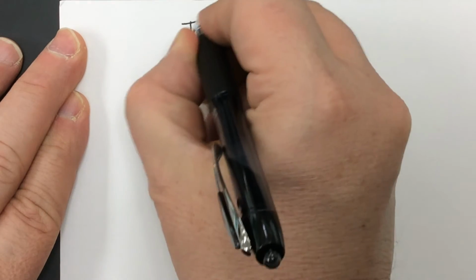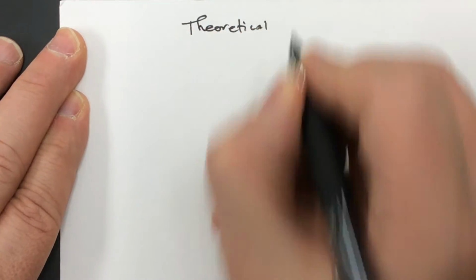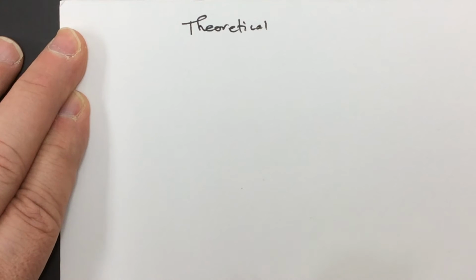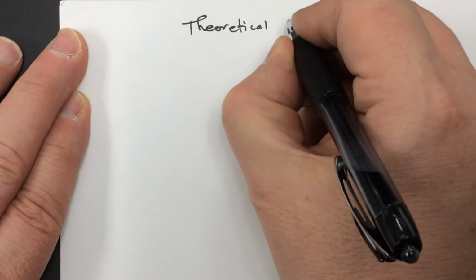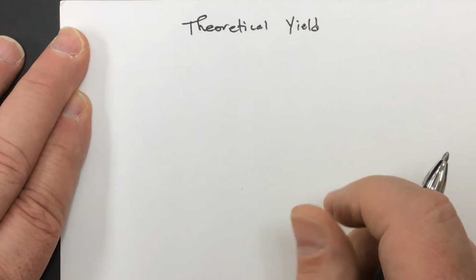So theoretical yield comes from what the paper tells you should have. If you do a balanced equation and then you're given a certain amount and you find that there should be a certain amount made, then that's the theoretical yield. That doesn't mean that you're going to get that much.